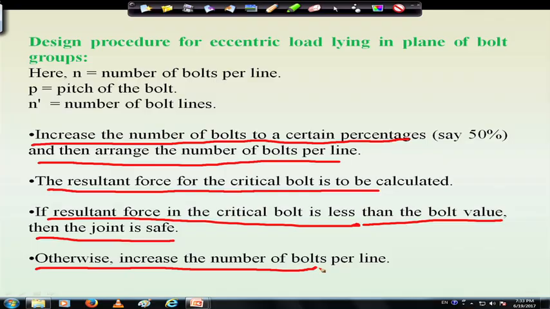So, what will we do? We will either increase the number of bolts per line or change the bolt orientation, that is, change the spacing, edge distance and pitch, and check whether the critical bolt force is coming less than the bolt value. In this way, we will design the entire process. This will be clear if we go through one example.